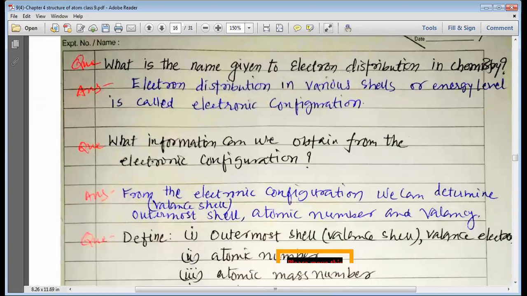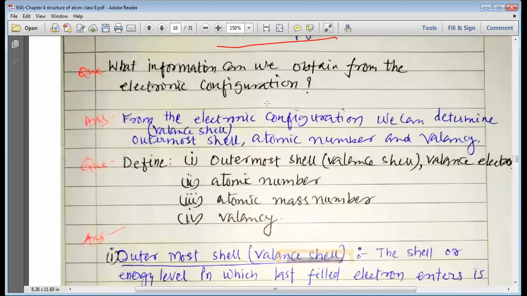What is the name given to electron distribution in chemistry? So, my dear students, electron distribution in various shells or energy levels is called electronic configuration. What information can we obtain from the electronic configuration, my dear students? From the electronic configuration, we can determine the outermost shell, which is also known as the valence shell. We can determine the atomic number and we can determine the valency.